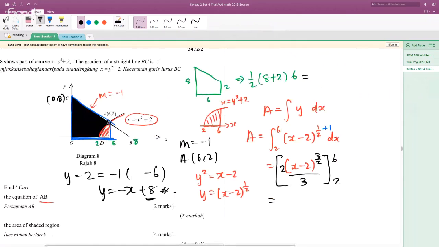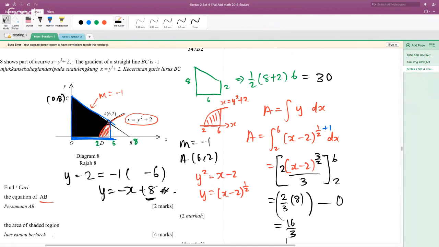This one, let me just find out first. This is 30. Okay, and then let me solve this one. If I substitute 6 into here, I will get 2 over 3, 6 minus 2 is 4. 4 power 3 over 2 should be 8, so 8 over 3. Minus, I substitute 2 into it, I get 0. So this one should be 16 over 3.